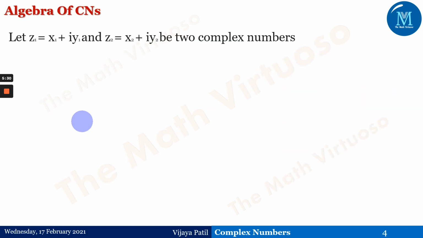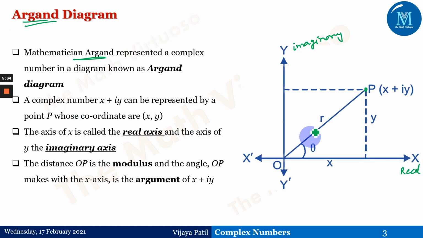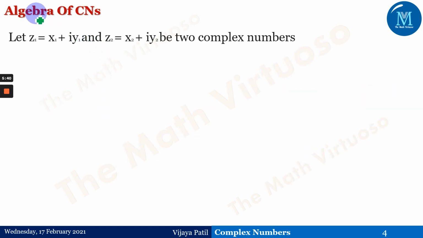The same thing I have given here as a notes slide, so that you can form your own notes about complex numbers. Everything about the complex number we'll be discussing today. About the algebra of complex numbers, let us say there are two complex numbers, z1 as x1 plus iy1 and z2 as x2 plus iy2.